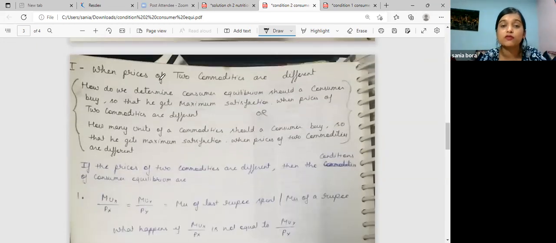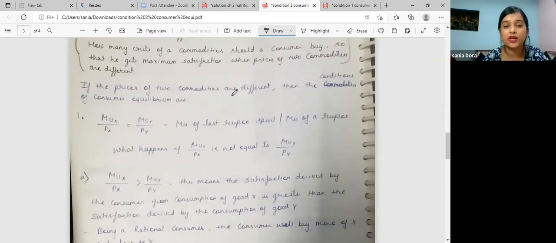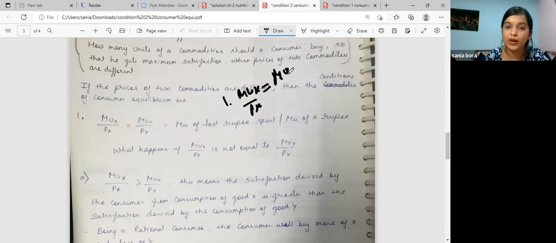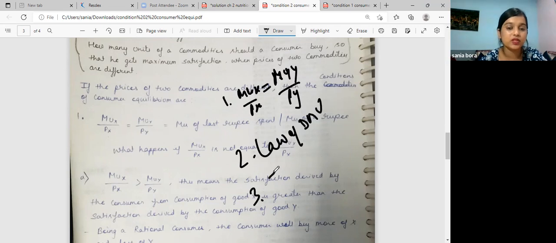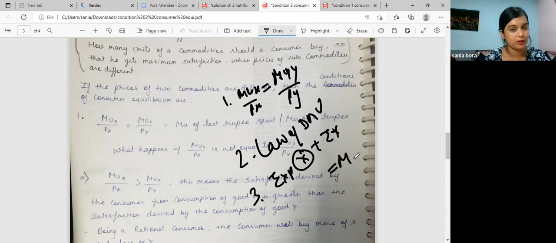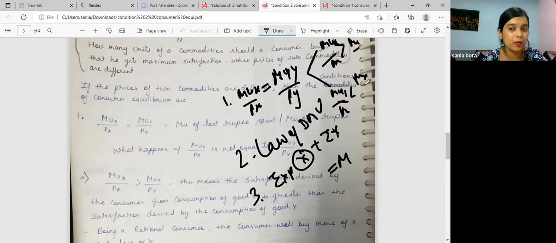Next was when prices of two commodities are different. Okay, so same, you have three conditions. First, your MUX upon PX should be equal to MUY upon PY. Second, law of DMU. And the third one is that expenditure on X good plus expenditure on Y good should be equal to your money. But here you will have two variations. For example, if your MUX upon PX is greater than MUY upon PY, and similarly MUX upon PX should be less than MUY upon PY. So these are the conditions which you are going to study over here.